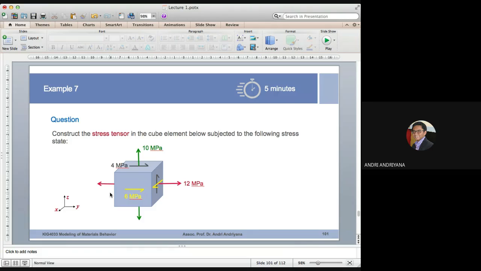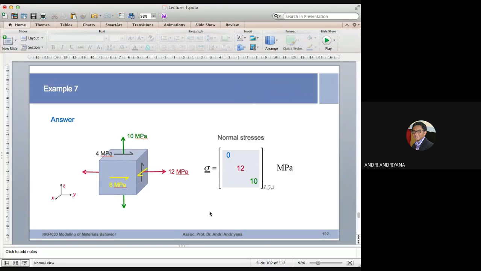So obviously, for the normal component, it is easy. I have here normal stress 10 megapascal along the z-axis and normal stress along the y-axis. If I write it in the form of a matrix, then it will be this one, the normal part. I don't have normal stress along x, so it is 0. I have normal stress along y, so it is 12 here. And I have another normal stress along z, 10 megapascal, so I put it here.